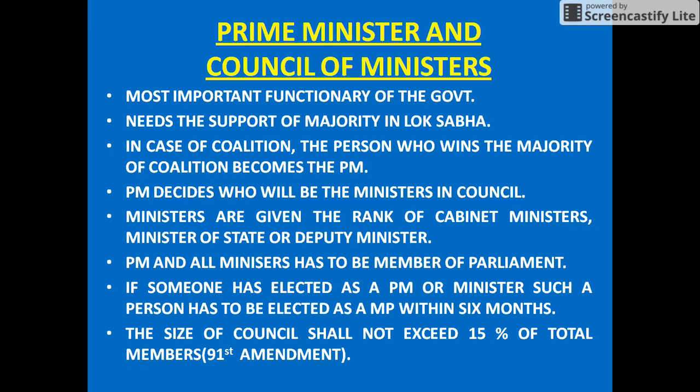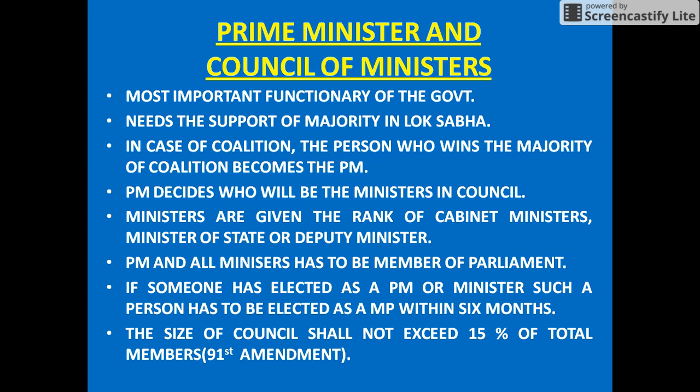Okay. The next point is that the PM and all ministers have to be members of parliament. See, if they have to be PM or ministers, they have to be members of parliament. They have to be MPs. But if someone has been elected as a PM or minister without being an MP, such a person has to be elected as MP within 6 months. See, if the PM is chosen and he is not an MP, or some minister is chosen and he is not an MP, then within 6 months he has to be elected as MP. This is very clear. Note this point. This is very important. This comes in examinations.